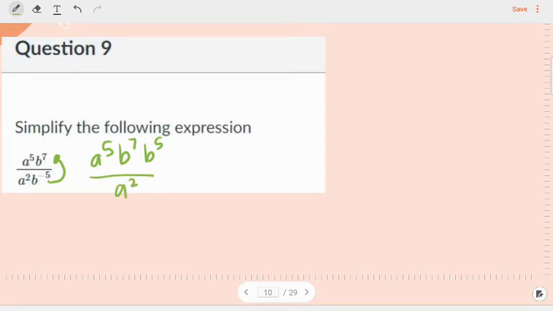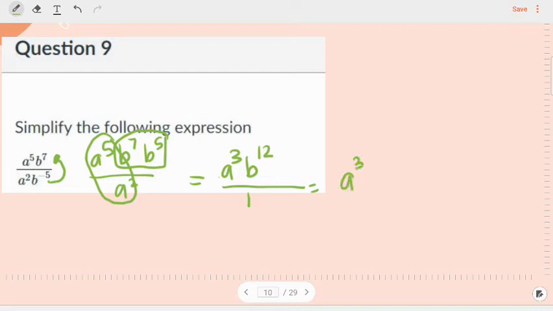And as I simplify, I can see that I get, well, what's going on with the A's? They're going to war, and I have 3 left on top of my fraction. B's not going to war, but combining forces, and I have 12 of them. Now you'll notice there's nothing left in the denominator. There's an imaginary 1, but simplified form says to erase that and just write A to the 3rd power and B to the 12th.